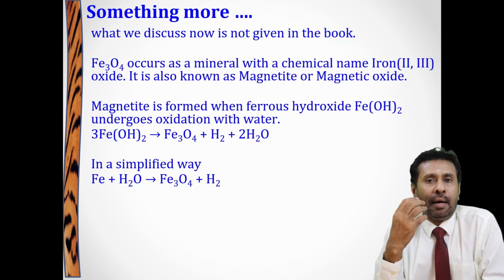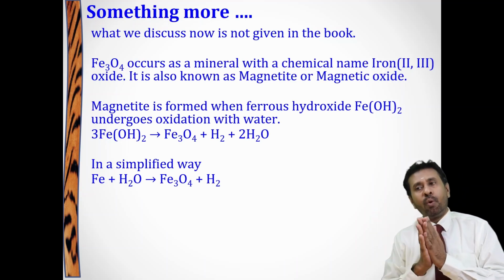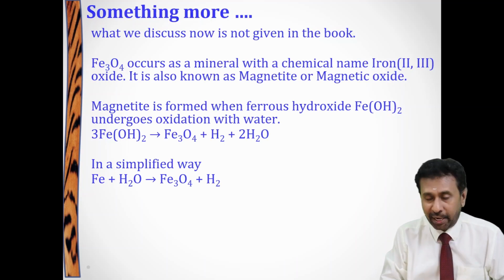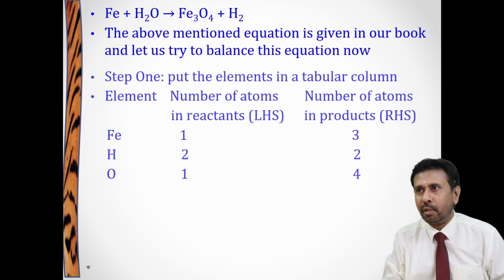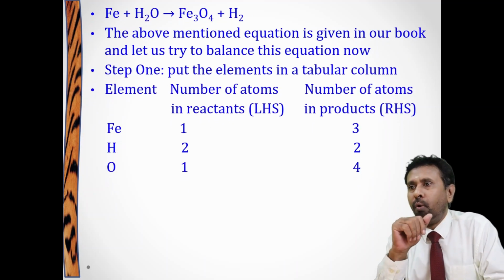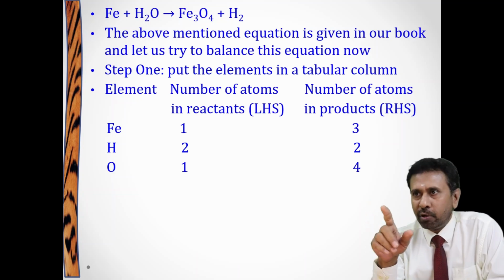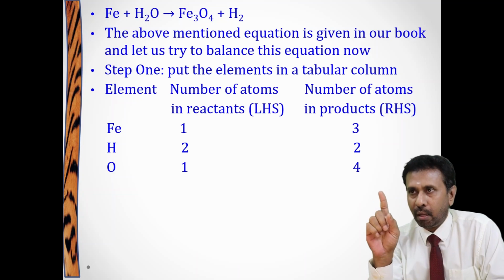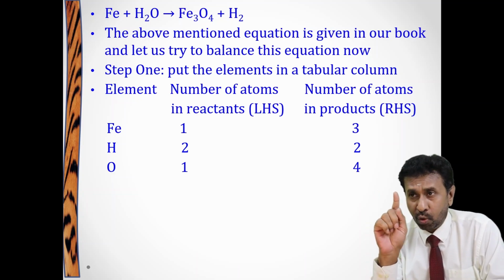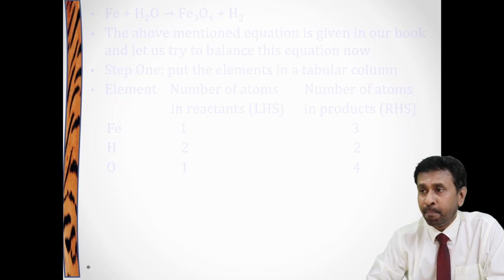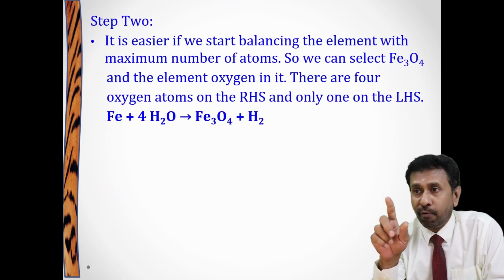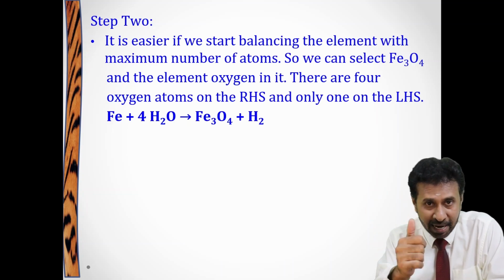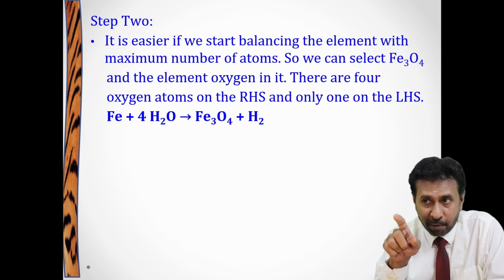So as we discussed earlier, what we'll do is we'll try to balance oxygen in the first place, because that is where we find the highest difference in the number of atoms. So again, no need to put the tabulation column, just have a close observation at the equation. You find O4 in the product side, just H2O, one oxygen in the reactant side. So all you need to do is put a 4 in the reactant side, oxygen is balanced, great. Now there's a problem.